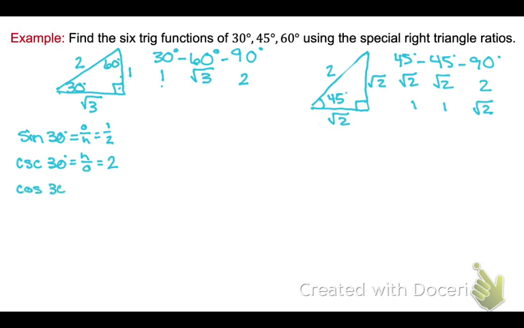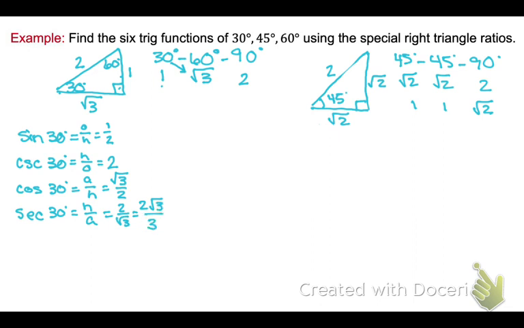Cosine of 30, adjacent over hypotenuse. So it is square root of 3 over 2. Adjacent is next to it, so adjacent to 30 is square root of 3. Then what do you want to do? Secant, hypotenuse over adjacent. Secant of 30 degrees would be 2 over square root of 3. You have to multiply top and bottom. We have to rationalize, so 2 square root of 3 over 3.